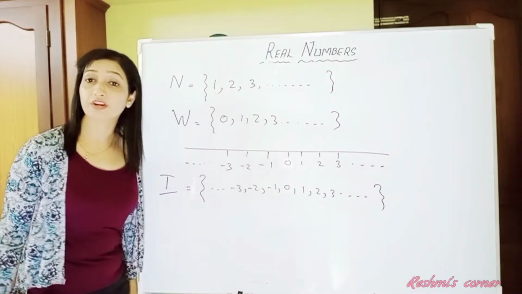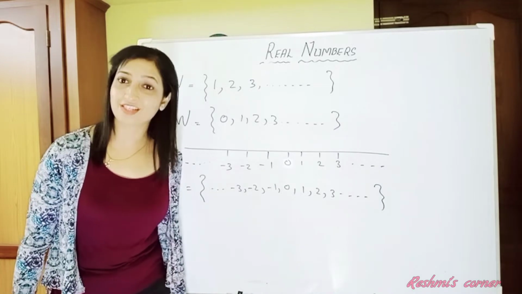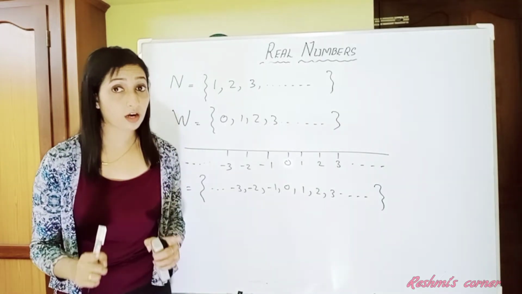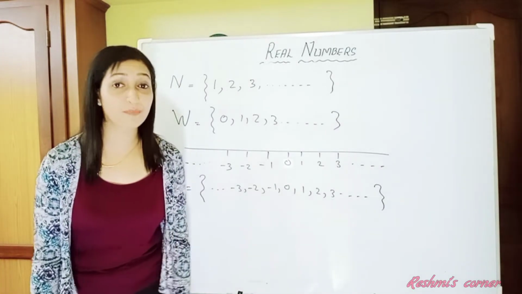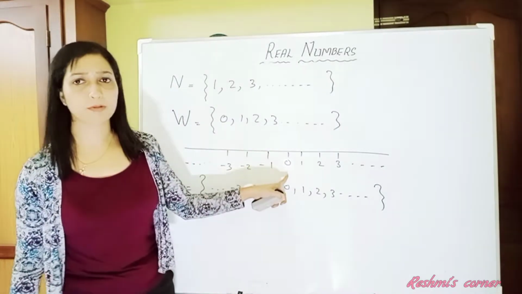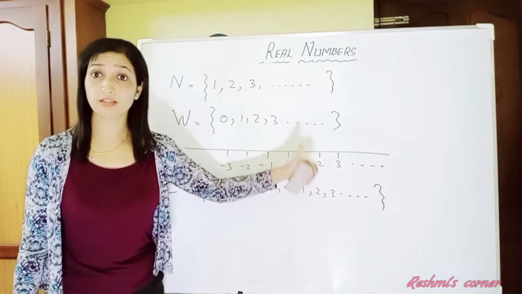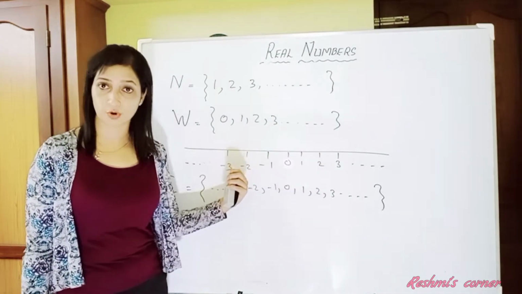Now, what are real numbers? The simplest definition of real numbers is that real numbers are those set of numbers which can be represented on a number line. So see, for example, 0, I can represent it on a number line. I can represent 2 on a number line. I can represent all negative numbers on a number line.